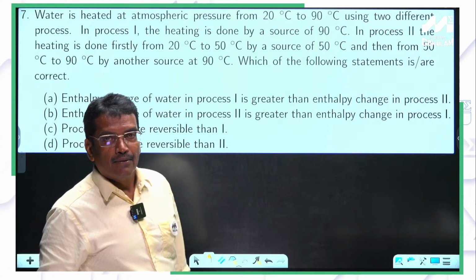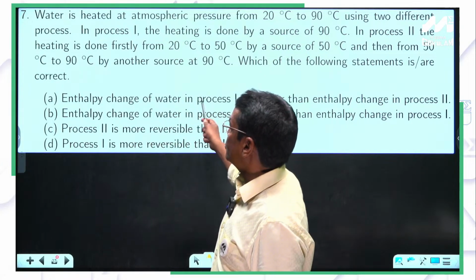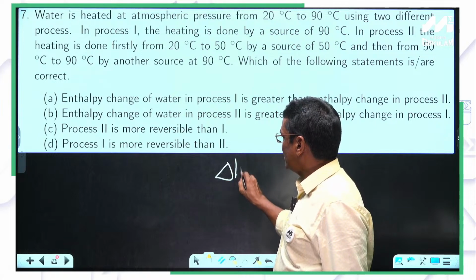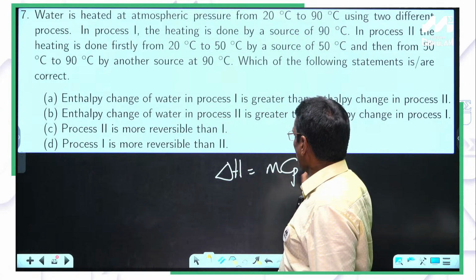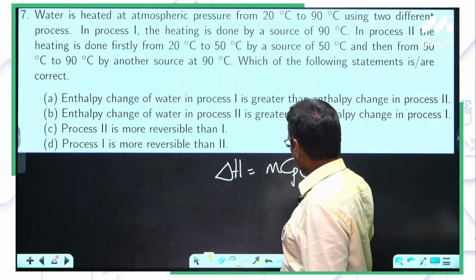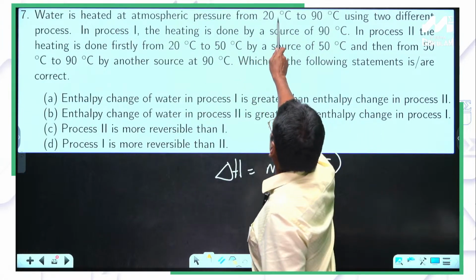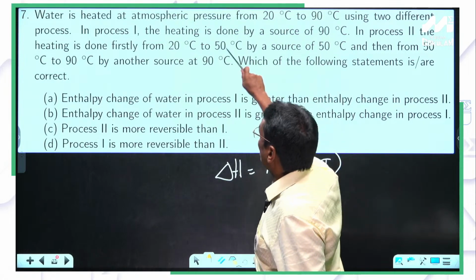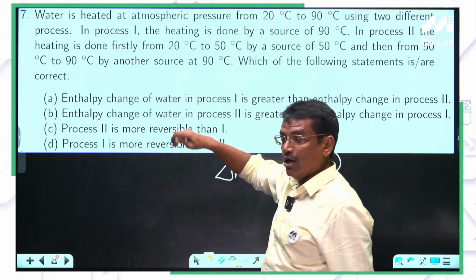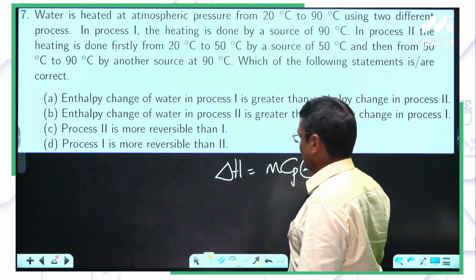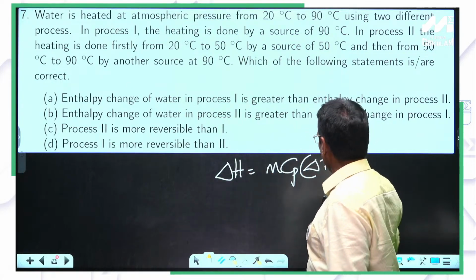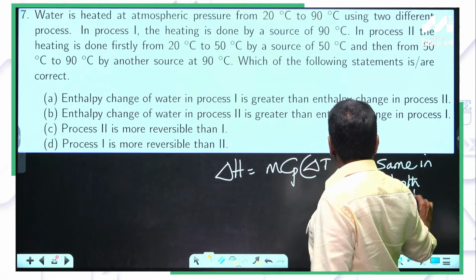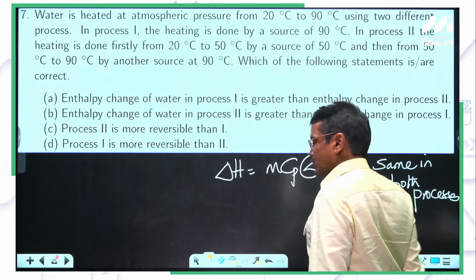See, in the first process and the second process, the enthalpy change is the same. The enthalpy change delta H is m Cp delta T. This change of temperature is the same: in the first, from 20 to 90 directly we are heating; in the second process, from 20 to 50 first and 50 to 90 next. But from 20 to 90 the change of temperature is the same. So delta H is the same in both the processes. But entropy changes are different.